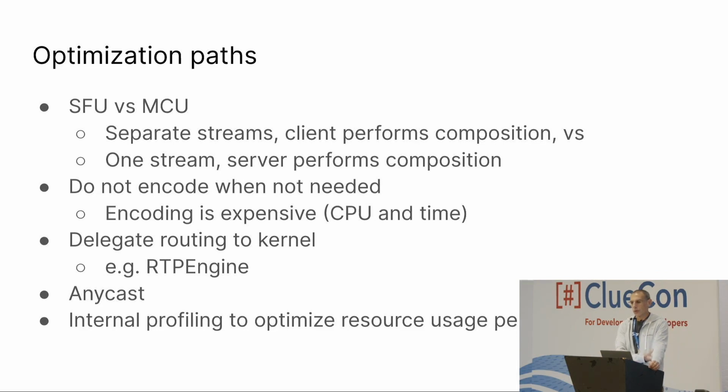But even for routing, as that was a very interesting presentation from Richard this morning about RTPengine, the ability to avoid the packets leaving kernel space when doing routing is going to save CPU and also latency. So that's a possible strategy for optimization.